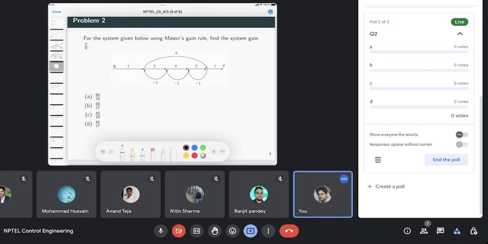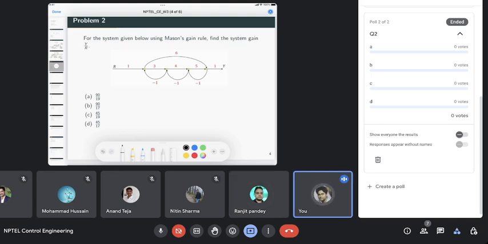Okay, so how many forward paths are there from R to Y? Okay, let's discuss this. How many forward paths are there? Can anyone answer? Six. Forward paths, how many?